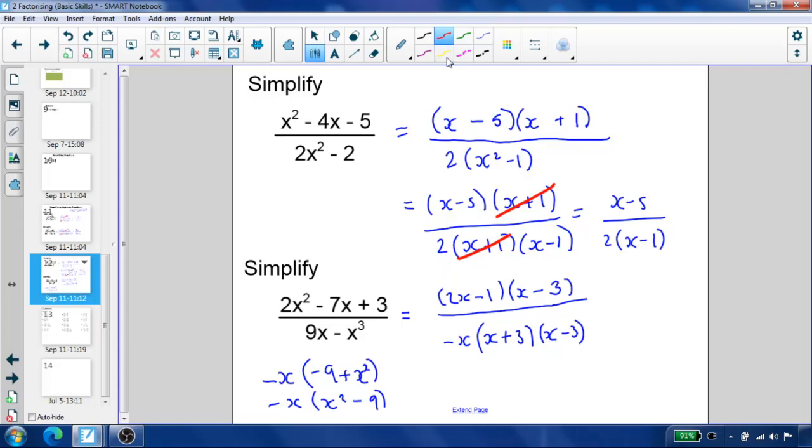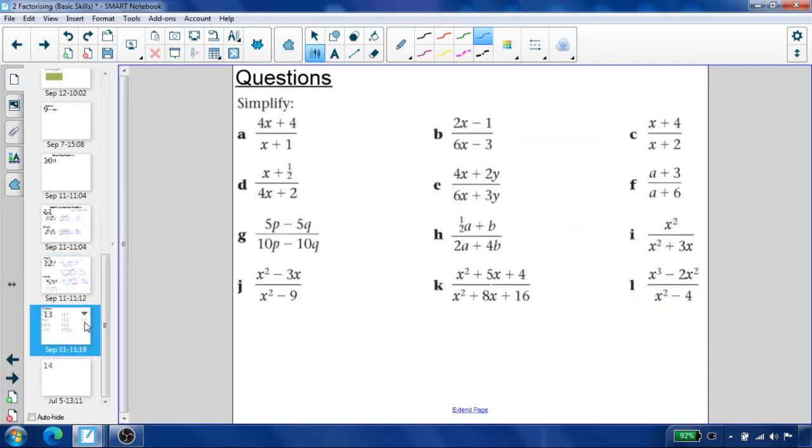Now I can simplify, so cancel the x minus 3s, and I'm just left with 2x minus 1 on the top and minus x plus 3 on the bottom. Now I've covered a few questions there, so I'd like you to pause the video and have a go at these.